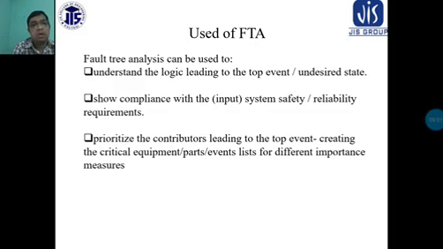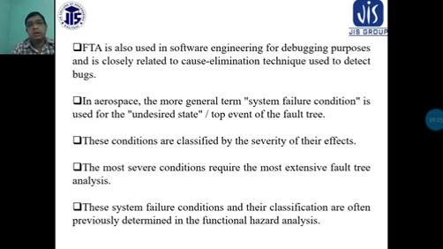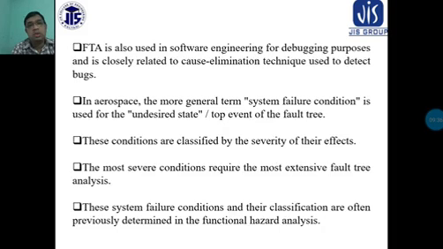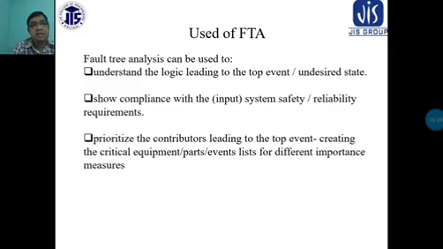In the use of fault tree analysis, basically it can be used to understand the logic leading to the top event, the undesired state. You have to record what logic you consider for the top event, as you can see in the previous slides, like the curing temperature being low, or the temperature dial defective. Similarly, fault tree analysis can be used to understand the logic leading to it.